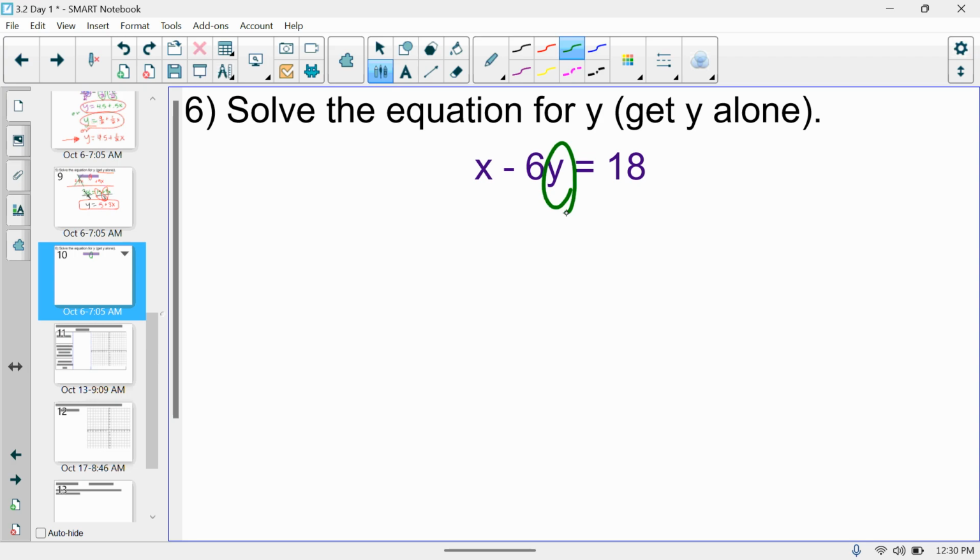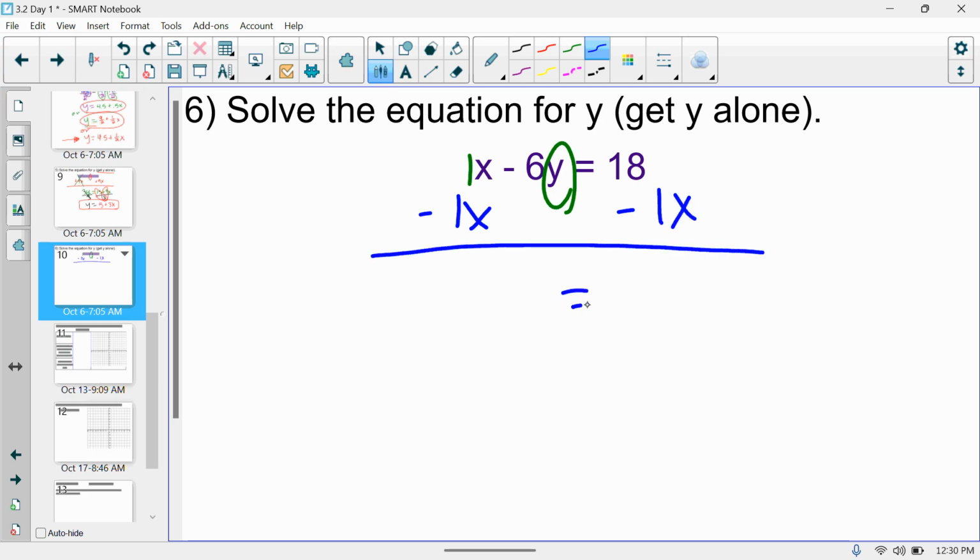What am I going to do first here, do you think? Elise? Yeah, let's remind ourselves this means 1x, and I need to get rid of the x's on the left side of my equals. I need to take them away because I'm trying to get y alone. What am I going to have left on the left side of my equals now? Anna? Yes, 1 minus 1 is 0. Don't forget that it's a negative 6y that I have here.